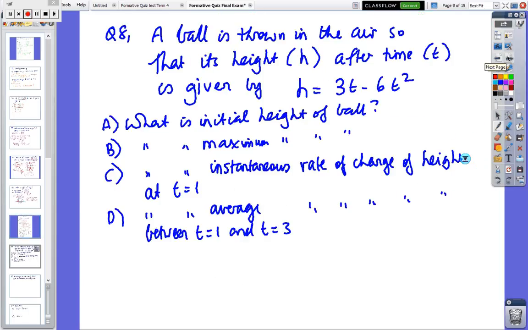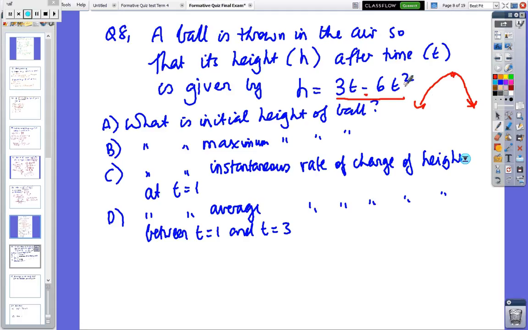Okay, so here it's an optimization question per se, but the formula is given to us, so it's not hard. It's not one where we have to do a lot of thinking. So a ball is thrown in the air so that its height is given by height equals 3t minus 6t squared. So this is an upside down parabola, and that's why it's got a maximum height. It's an upside down parabola because it's a minus t squared.